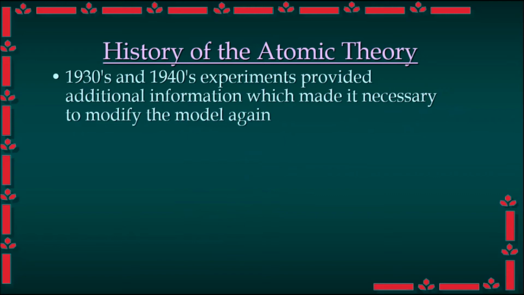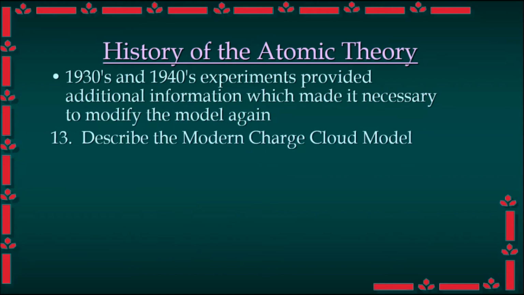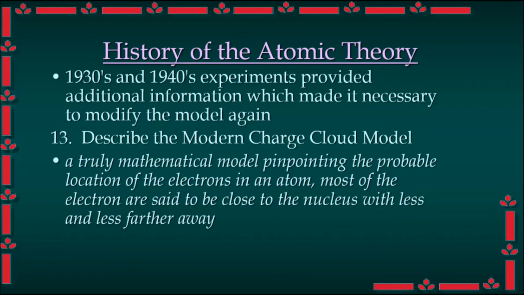1930s and 40s experiments provided additional information, which once again led us to believe that the planetary model was wrong. Describe the modern charge cloud. A truly mathematical model pinpointing the probable location of the electrons in an atom. Most of the electrons are said to be close to the nucleus, with less and less farther away. We no longer think of them as orbiting. They just move outside of the nucleus. We got it?